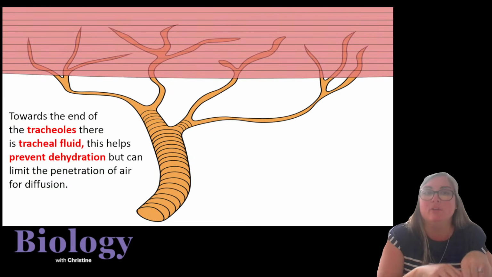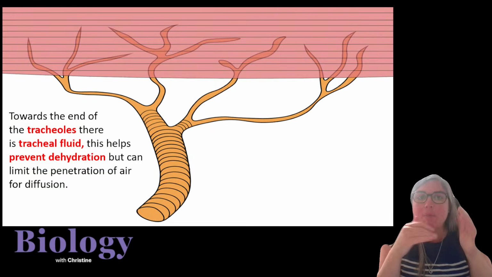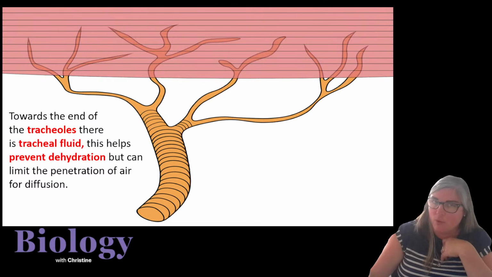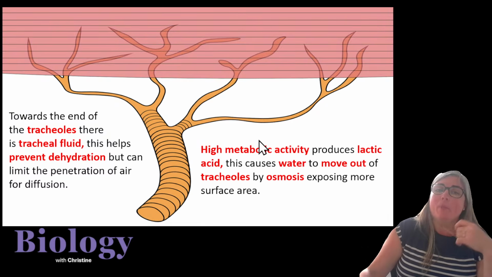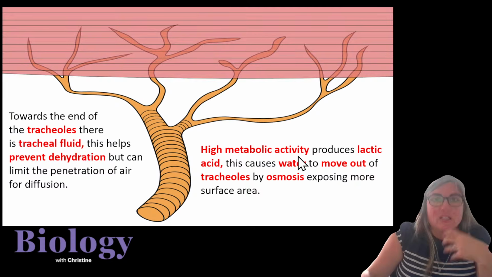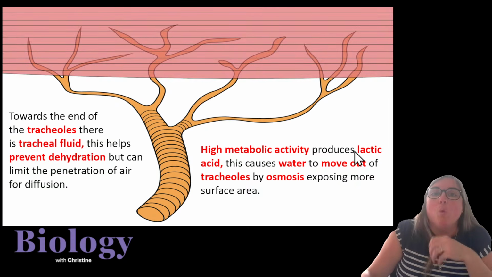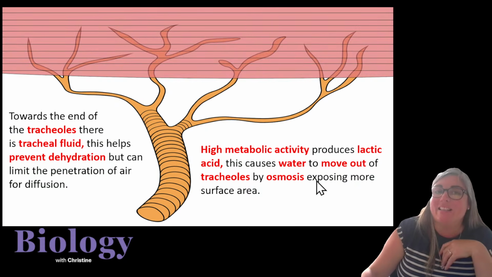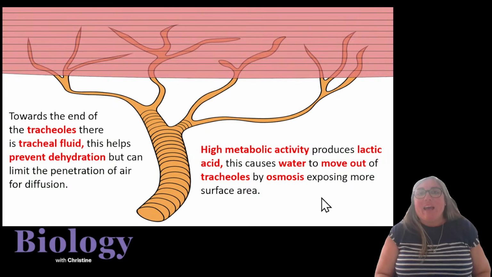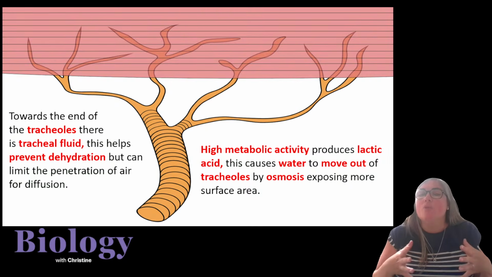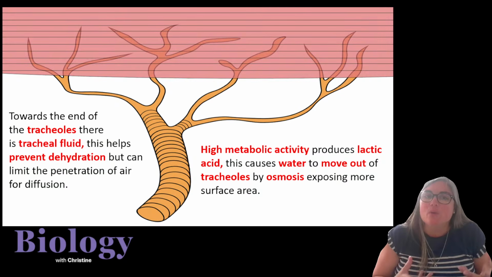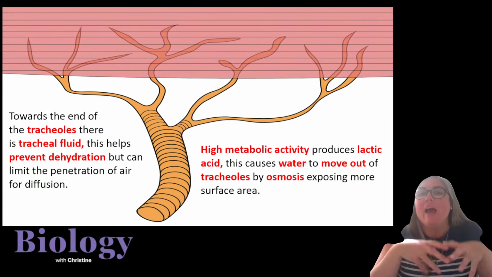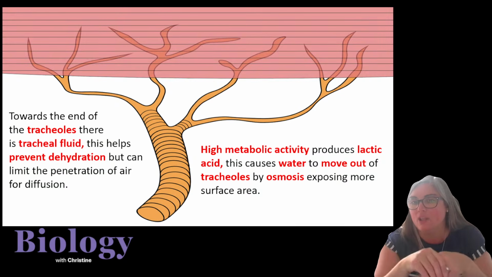However, the tracheal fluid can actually limit the penetration of air by diffusion. And so by having these high metabolic activities within the cells, what happens is there's a production of lactic acid. Now, lactic acid building up will actually cause water to move out of the tracheoles by osmosis, and that will therefore expose a larger surface area.